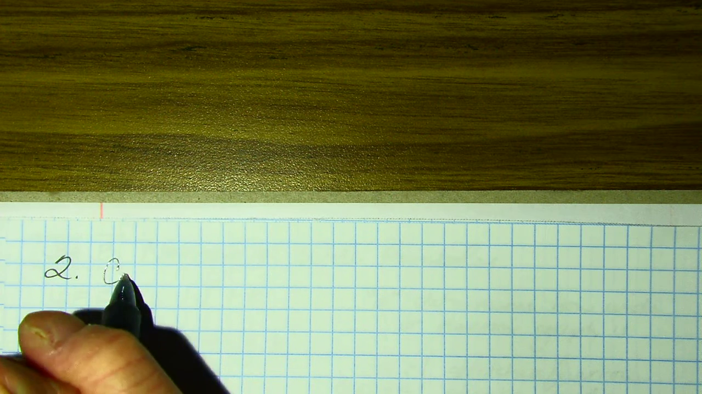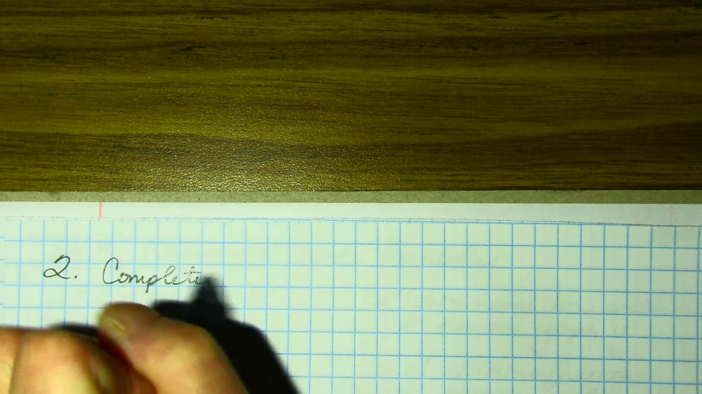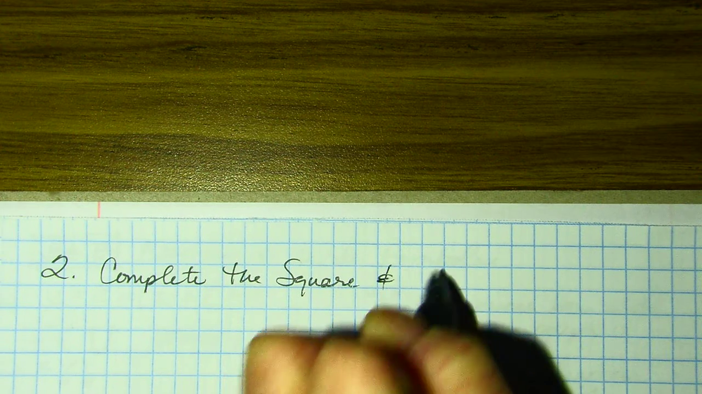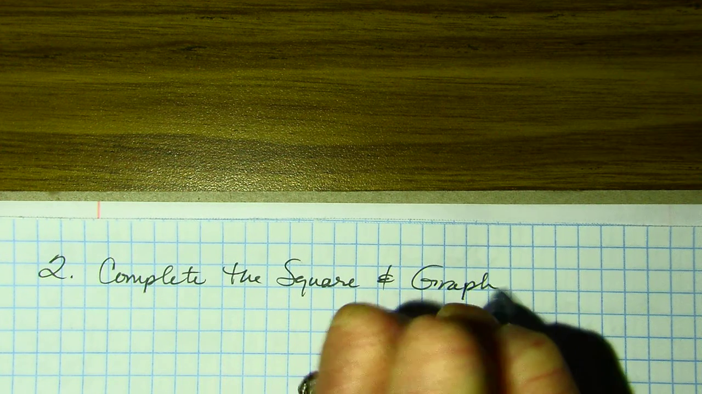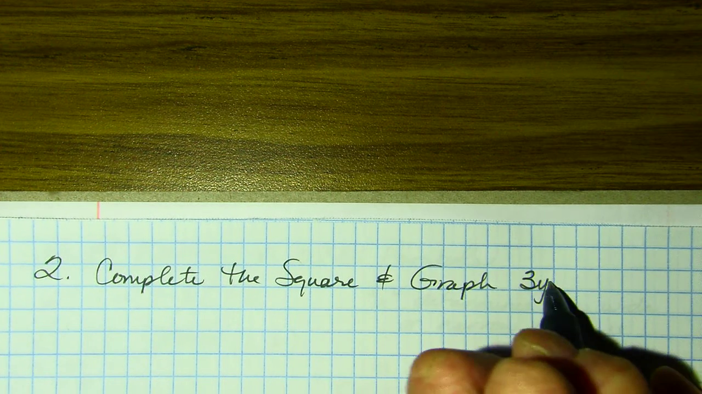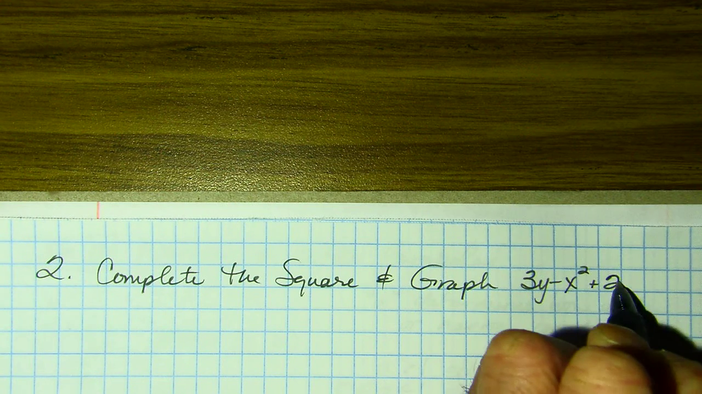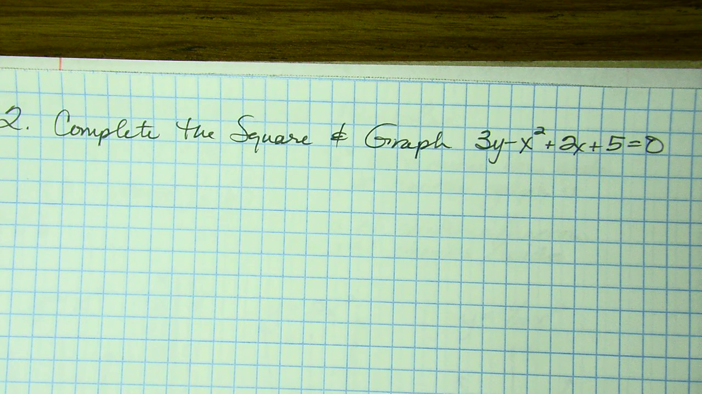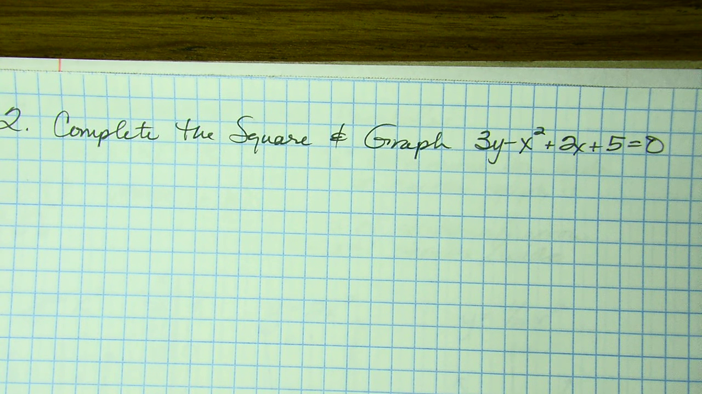Number 2. So complete the square and graph 3y minus x squared plus 2x plus 5 equals 0. All right, now again, notice this is in general form.